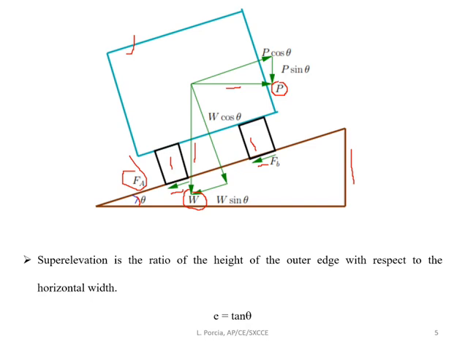So raising of the outer edge of the pavement divided by the horizontal width of the pavement gives this super elevation rate. So super elevation rate is defined as the ratio of height of the outer edge of the pavement with respect to the horizontal width of the pavement, and small e is the super elevation rate, e equal to tan theta, that is equal to capital E divided by B. Capital E is the raising of the outer edge of the pavement with respect to the inner edge, and B is the horizontal width of the pavement.